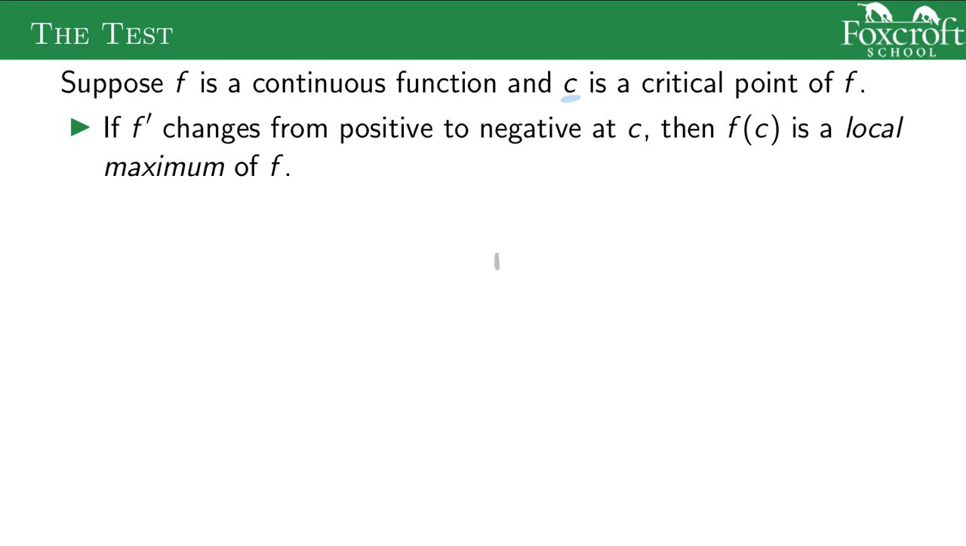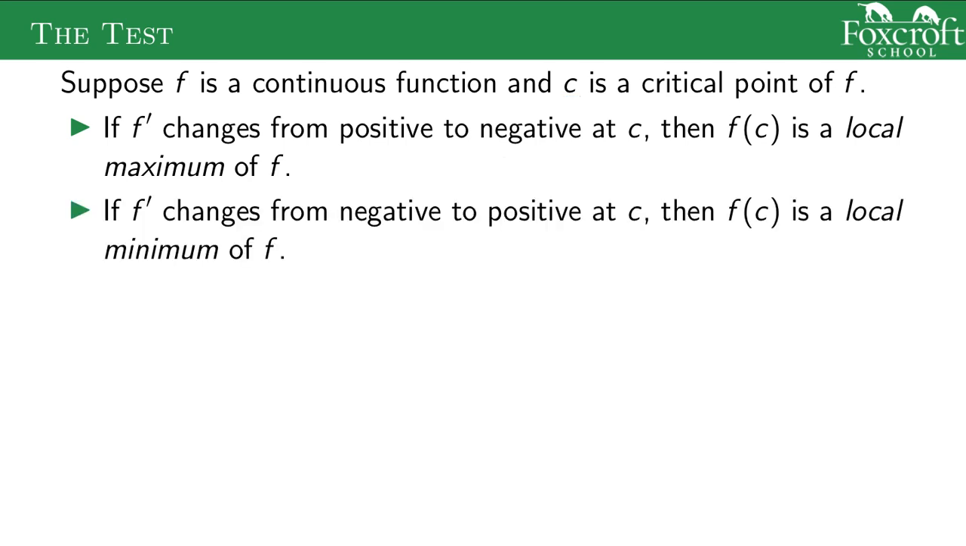We have c in the middle. To the left of c, my derivative is positive, and we know positive derivatives are increasing, so to the left of c, my function is going upward. To the right of c, my derivative is negative, and that means it's decreasing. What happens if it changes from positive to negative at c? That's going to give me a maximum right there in the middle. So using the first derivative test, if I know what happens to the first derivative at my critical point, I know whether it's a maximum or a minimum.